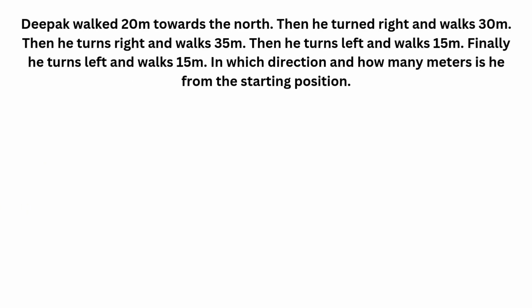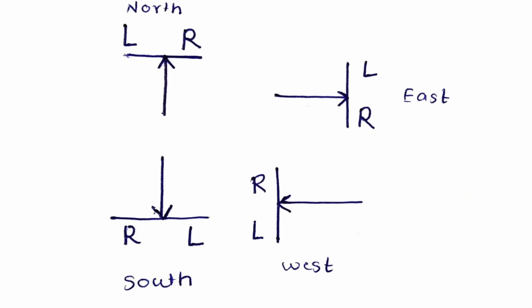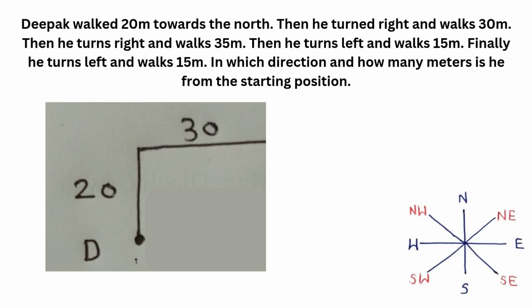Now let's discuss the second question. Deepak walked 20 meters towards the north. So draw first the Deepak starting position and 20 meters towards the north. So draw it like that, 20 meters towards the north. Then he turned right and walks 30 meters. You have to remember that when we have to move towards the left or right, you have to see these four diagrams, so you can solve any question easily.